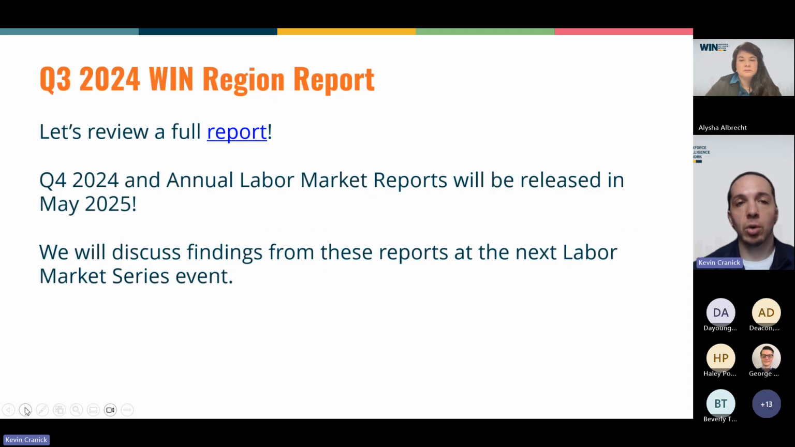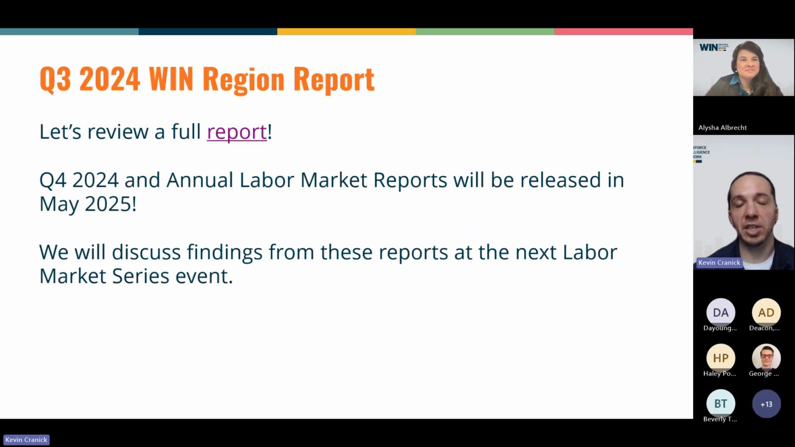Looking at the quarterly report, I want to make sure we're good on time here. I think we are, so I'm going to go ahead and open up the next report. I know that you can't see that on the screen yet, but we are going to also be releasing the Q4 2024 quarterly reports for the WIN region and city of Detroit, as well as the annual labor market reports for all 19 counties within the WIN region and the state of Michigan. Those should all be released within probably the next month to month and a half.